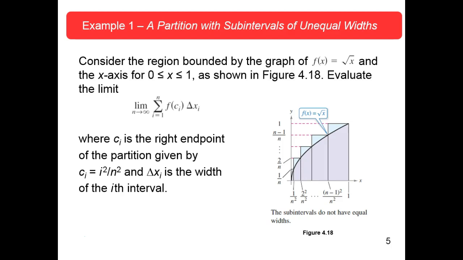So your partition here is 1 over n squared, 4 over n squared, 9 over n squared, whatever. You're letting that go as long as n is large enough so that it stays less than 1. Those don't have equal widths.